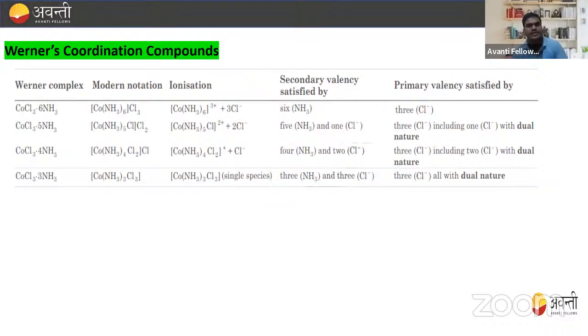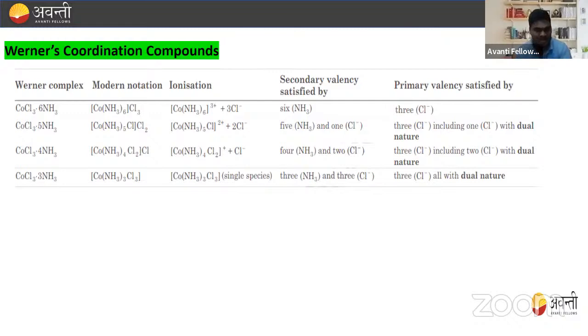So these are the Werner complexes, that is CoCl3.6NH3. How will we represent these Werner complexes in the modern way? Like [Co(NH3)6]Cl3. This [Co(NH3)6] represents the coordination sphere, right? It is the non-ionizable part, where the Cl3 represents the ionizable part. Upon ionization, it will convert into this. So the secondary valence is satisfied by 6 NH3 molecules, whereas the primary valence is satisfied by the 3 chloride ions.